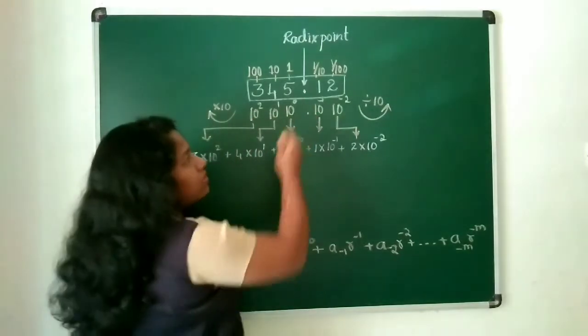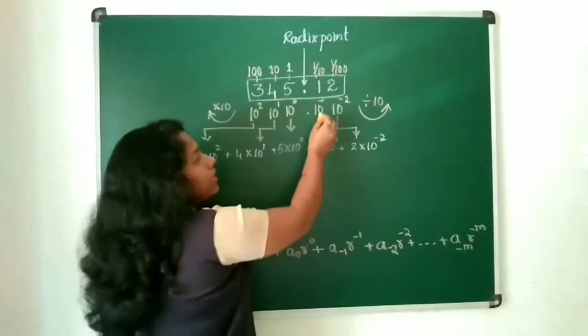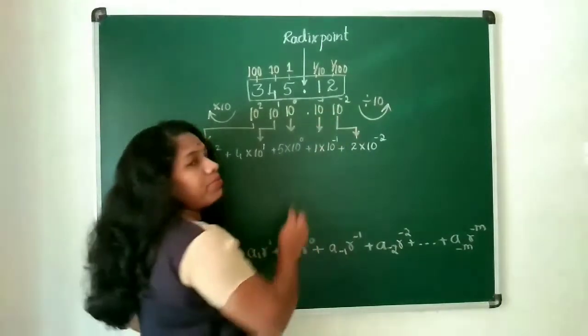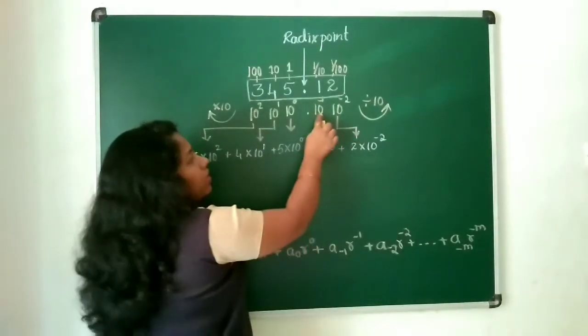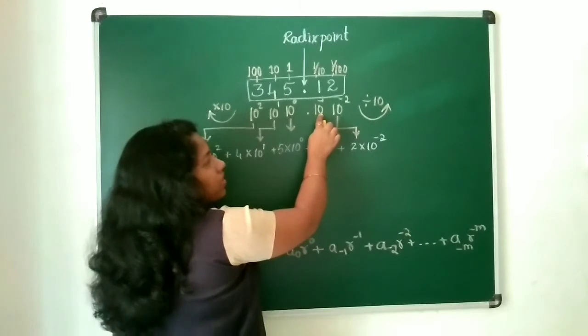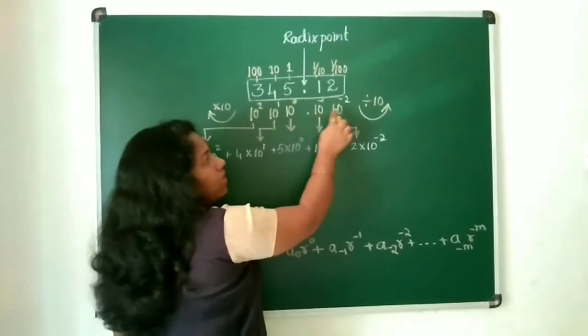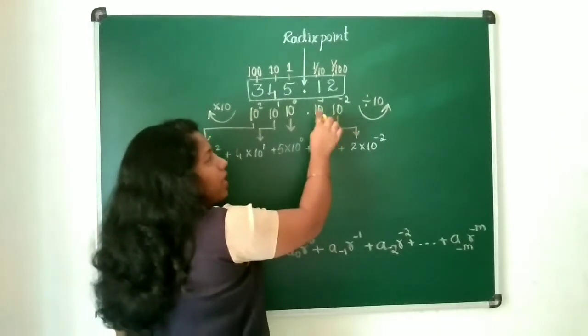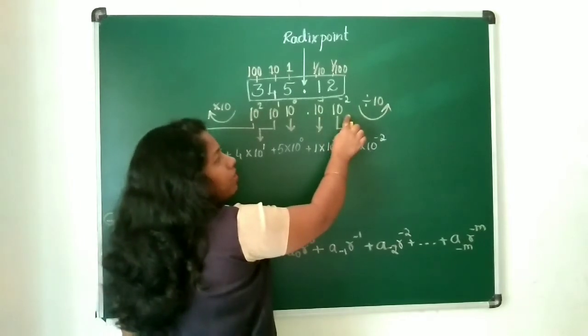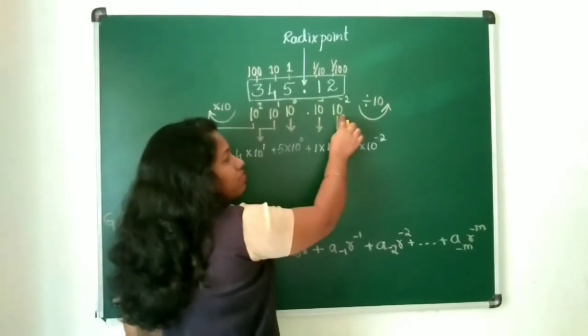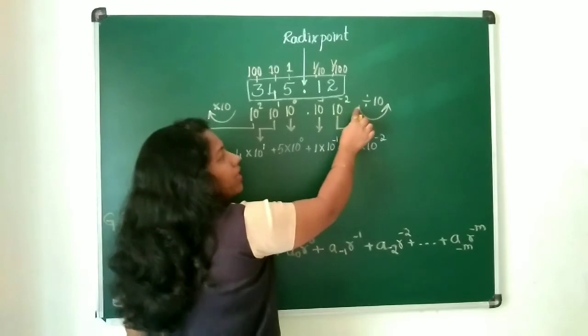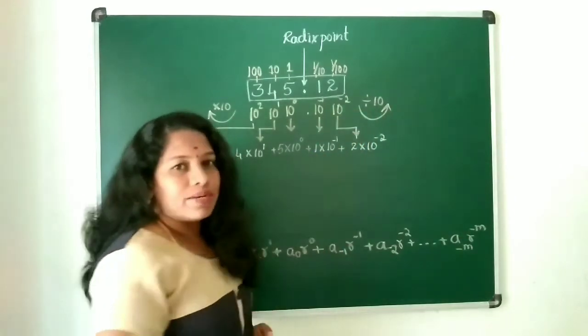When you consider the fractional part, each position value is divided by 10. Here you will get 1 by 10 is equal to 10 to the power of minus 1. So this is divided again by 10, you will get 10 power minus 2. If you divide this again by 10, you will get the next position value as 10 power minus 3.